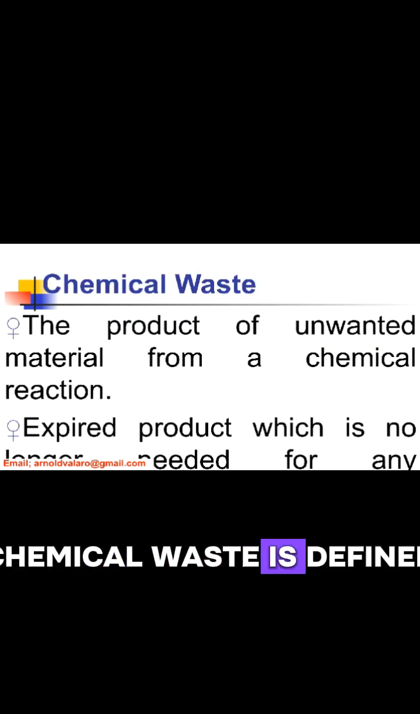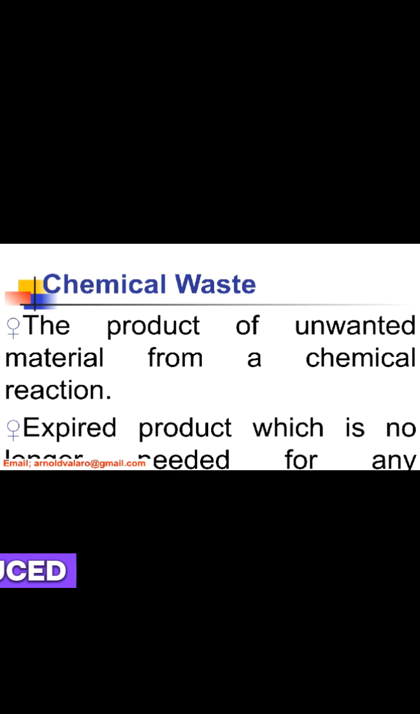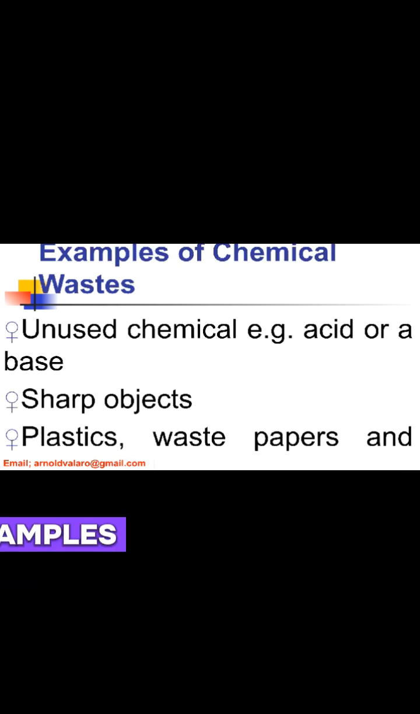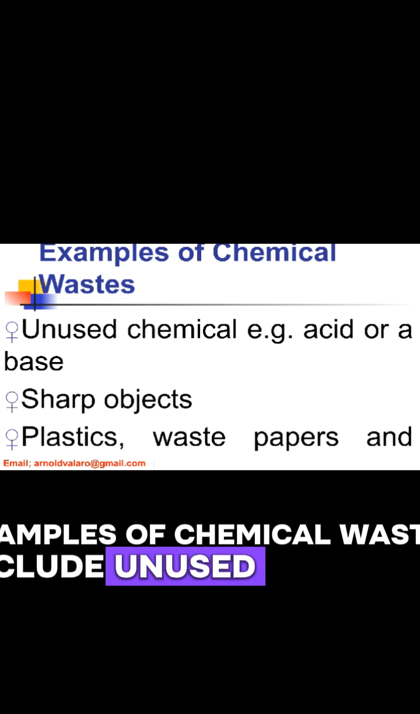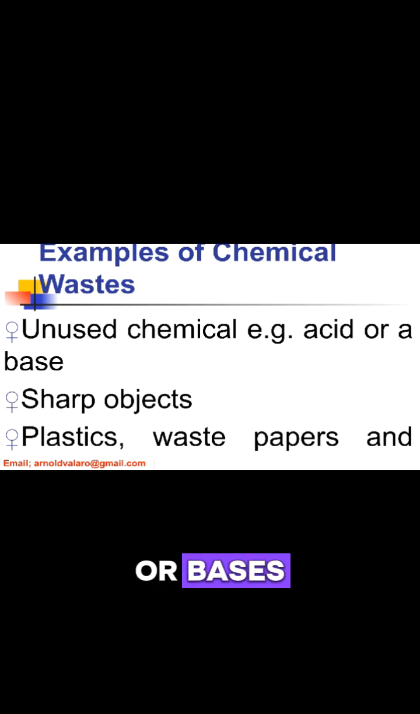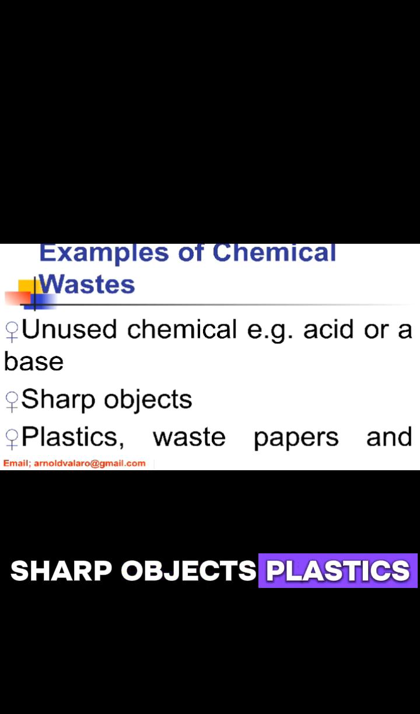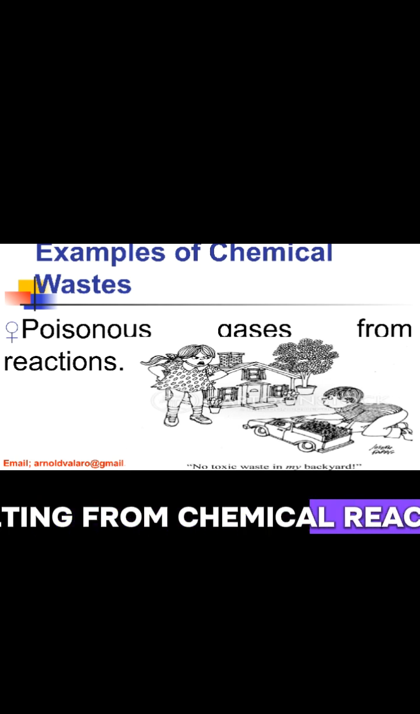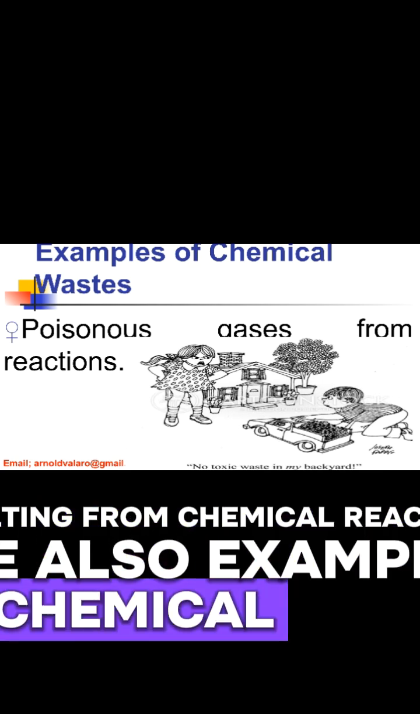Chemical waste is defined as the unwanted material produced from a chemical reaction. It also includes expired products no longer needed for experiments. Examples of chemical wastes include unused chemicals like acids or bases, sharp objects, plastics, waste papers, and rubbers. Poisonous gases resulting from chemical reactions are also examples of chemical wastes.